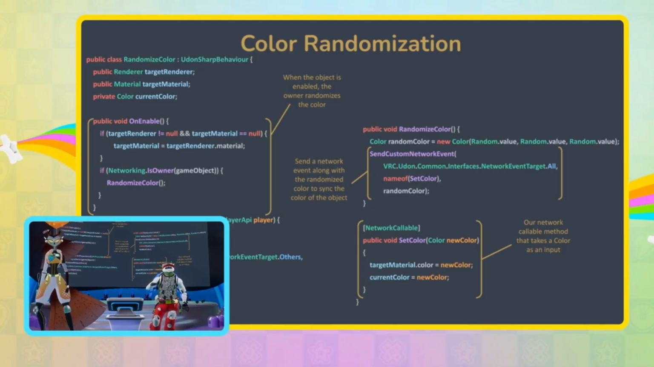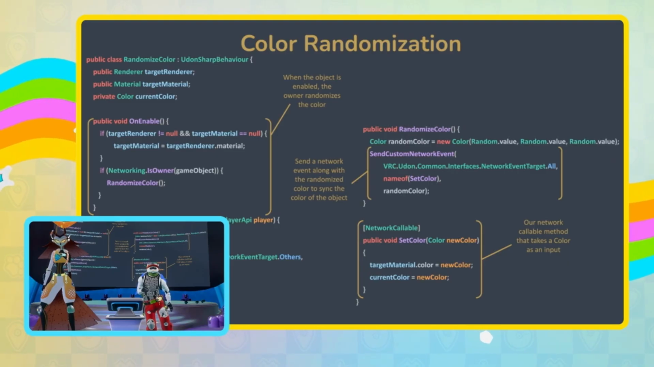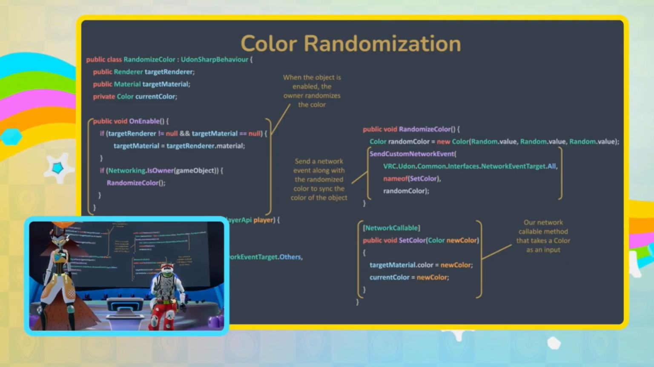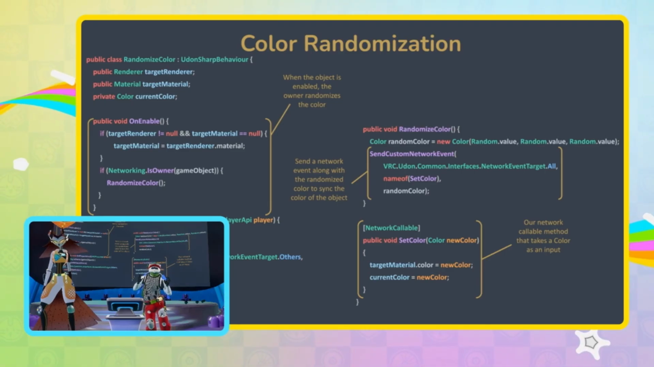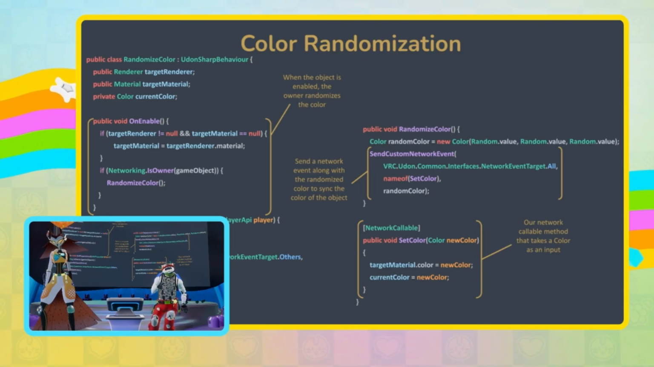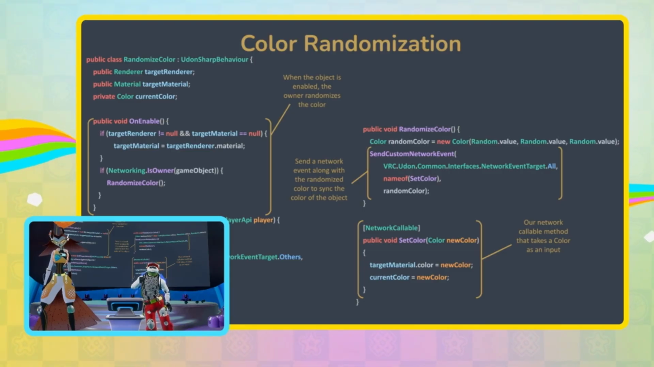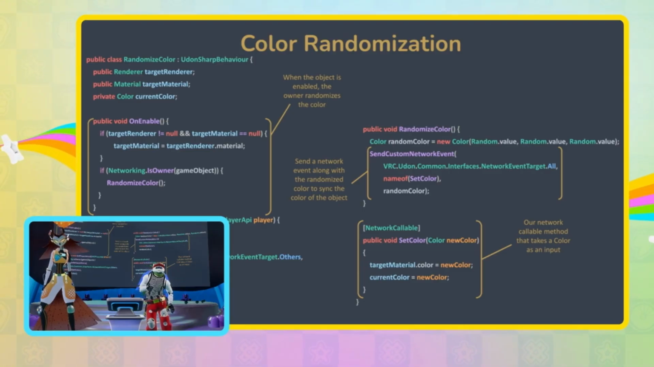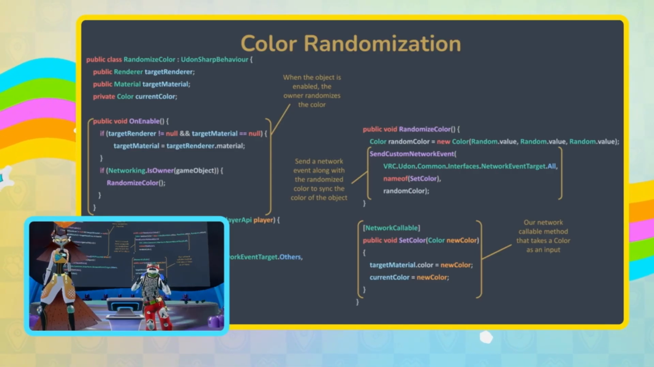Taking a step over to the right, let's look at how we do that. Well, first we generate a random color with the new color command, and then we send our custom network event to set the color. You'll notice we have send custom network event, our network target of all, and the name of set color, and then one more thing, which is our random color. So this is the case of using a network event with an input parameter.